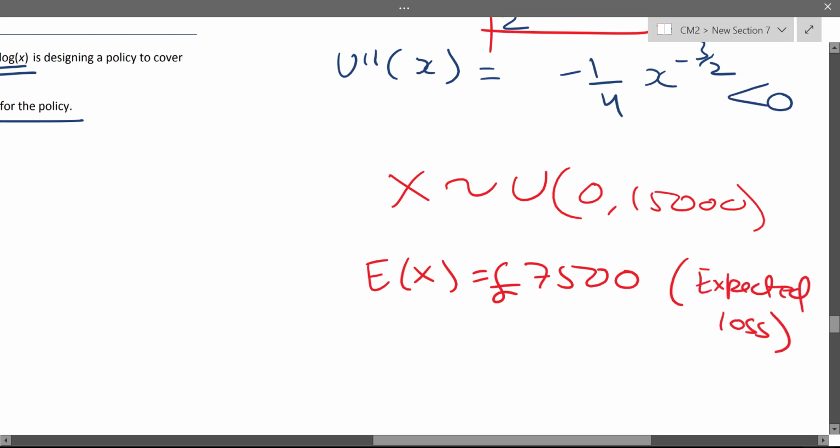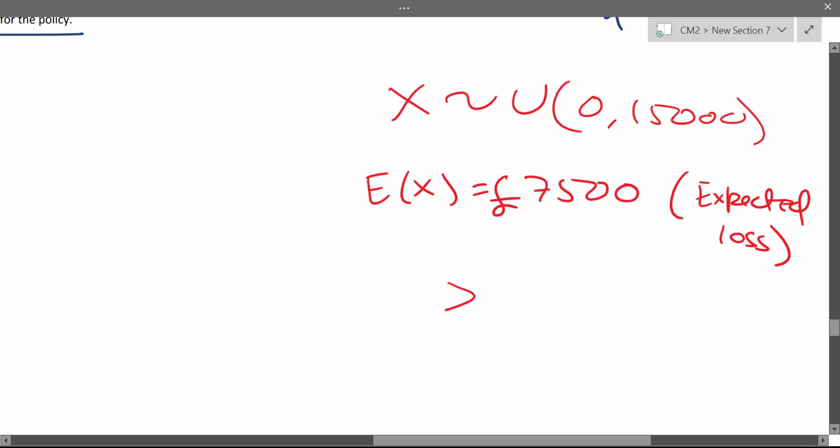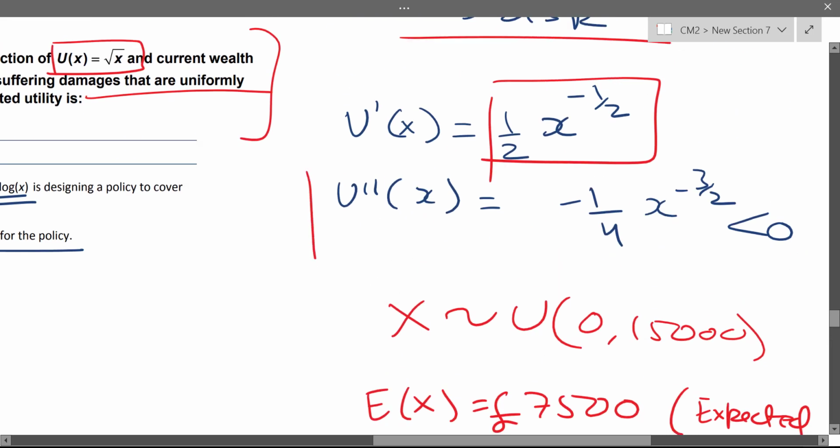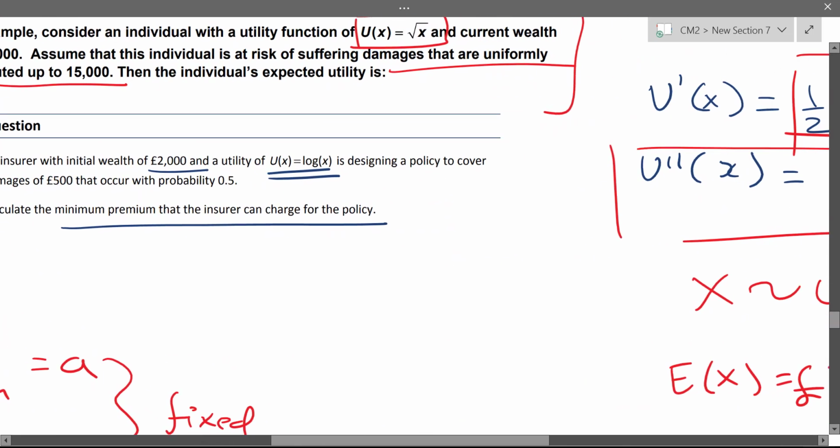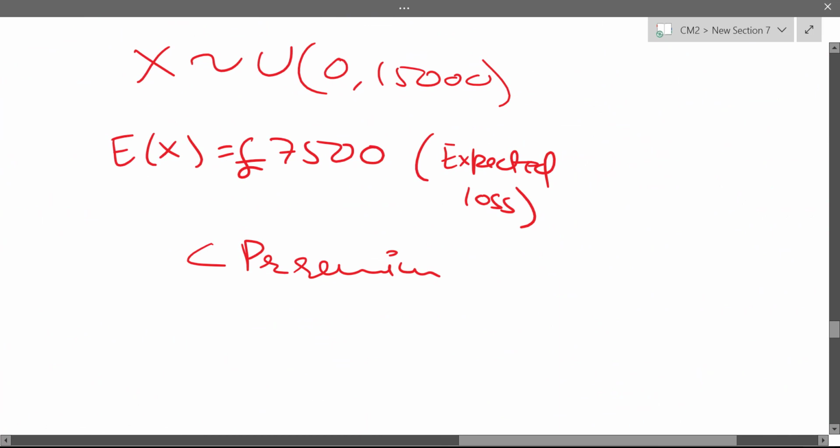So, this individual must be willing to pay a premium which is greater than this expected loss. Why? Because they are a risk averse individual, and that is what I am going to show you now. Okay. So, now let us just try to find the maximum premium that they are willing to pay, and I will show you that it will be greater than the expected loss that they are about to suffer.